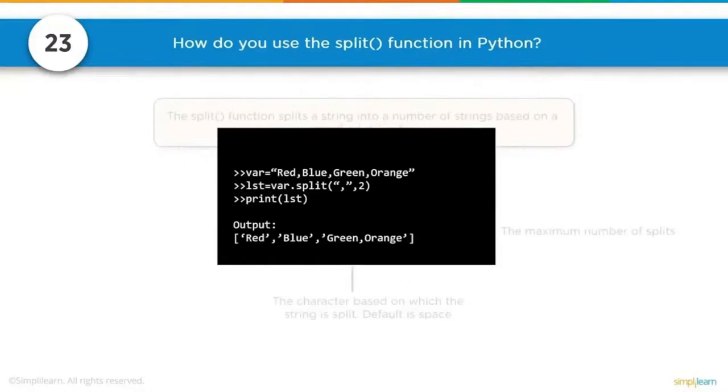So if we print the list now, you'll find it has red, blue. It only split it the first 2 times, and then it gets to the third one and just groups them all together, green and orange. If you leave the 2 off, it'll split the whole thing.